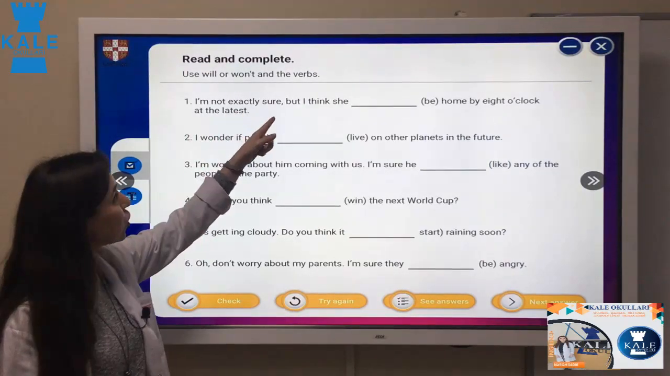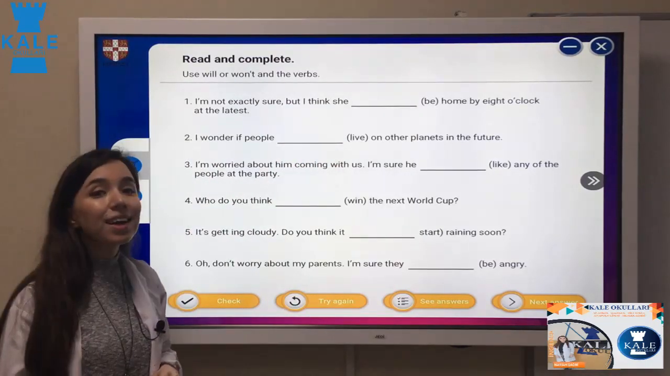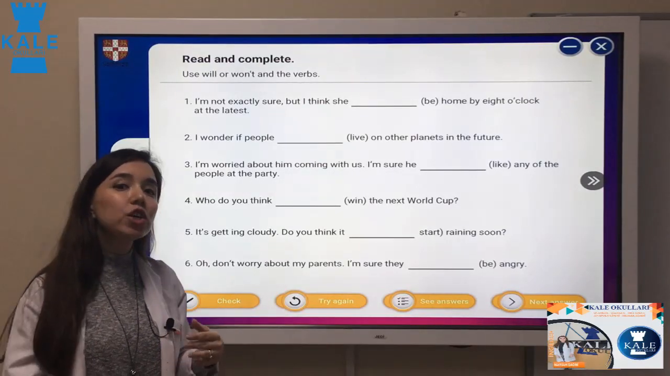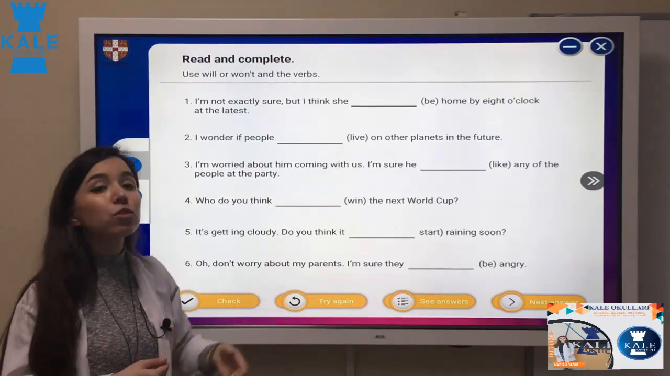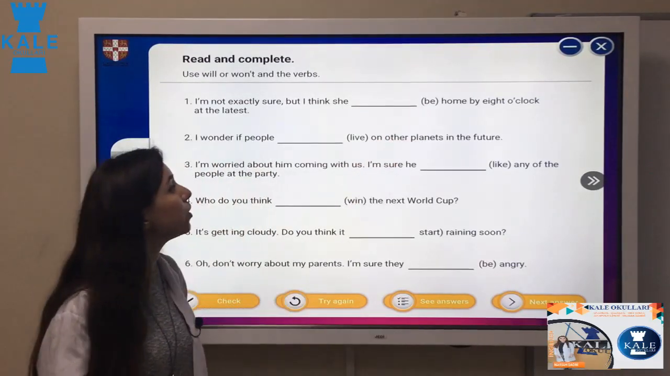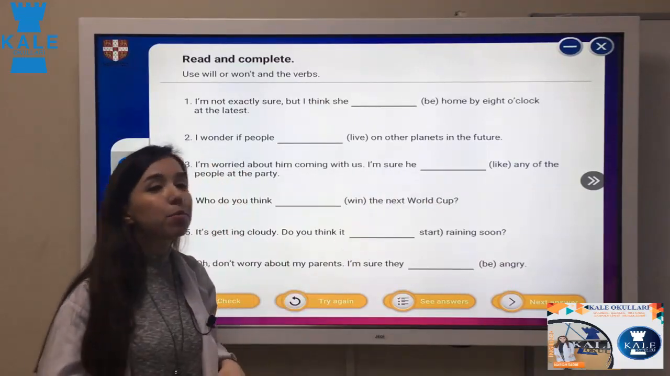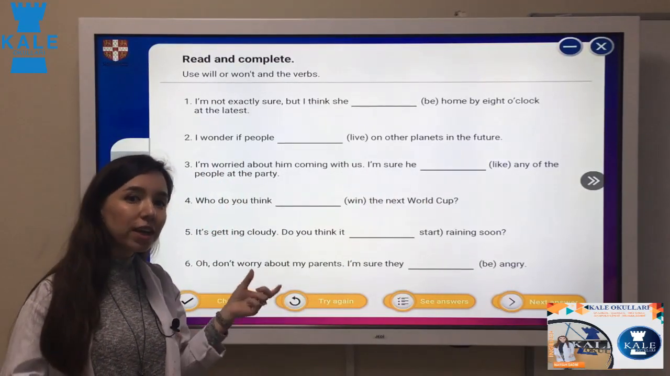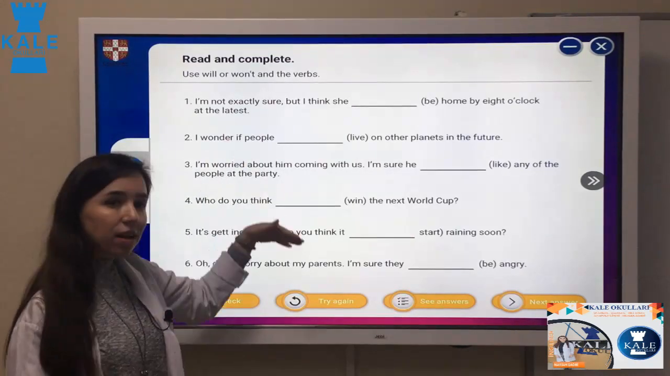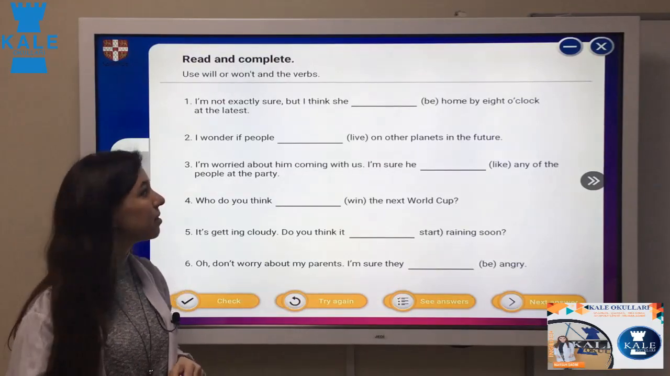I'm not exactly sure, but I think she will be home by 8 o'clock at the latest. We are going to predict. We are not sure, but maybe she will be at home. She will be home. Here is our verb. Yes, here we can use our verb. Look at here. Our verbs are all of them in the brackets. You can use it with will or won't. For positive, will; for negative, won't. First, I just want to talk about them, to explain them. We will see the answers.